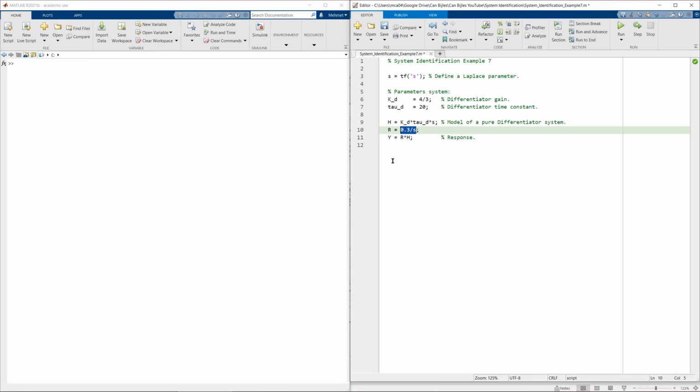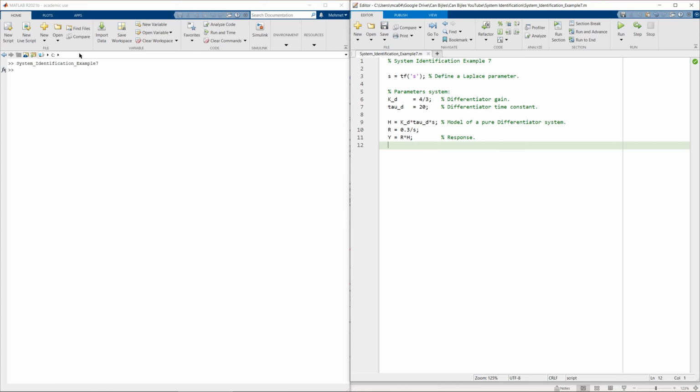That will then be an increasing line in our plot. It will be given shortly. And the output y is of course r times that transfer function h, and that will be the response, and we will plot them both to see what's going on. So let's run this and see what's going on.